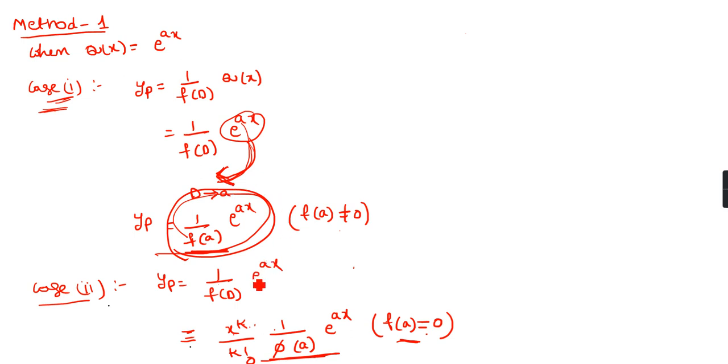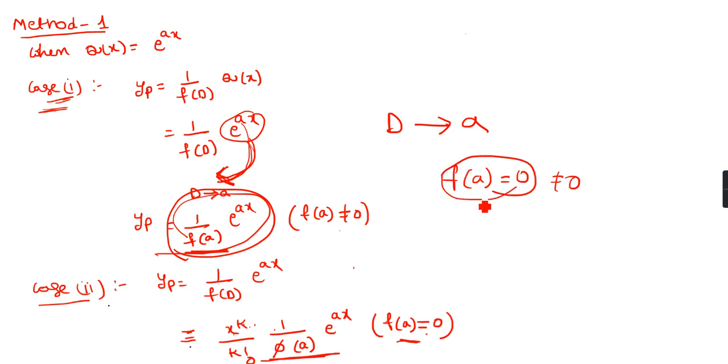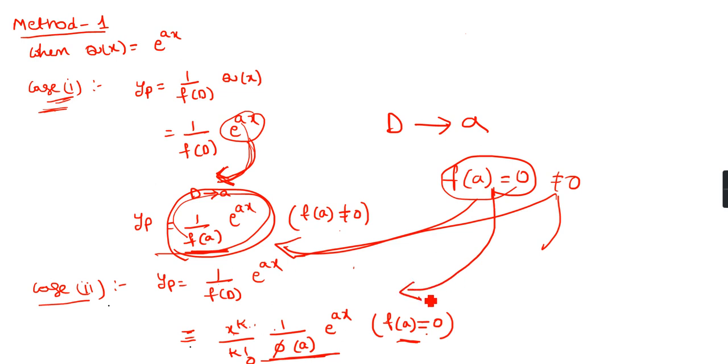So what is the method when q of x equals e power ax? Just replace d by a. After replacing d by a, we have to verify whether f of a equals 0 or not equals 0. If f of a equals 0, this is the solution. If f of a is not equal to 0, then this is the solution.